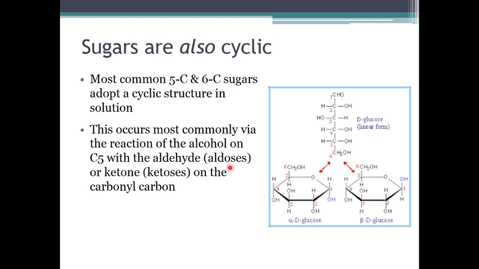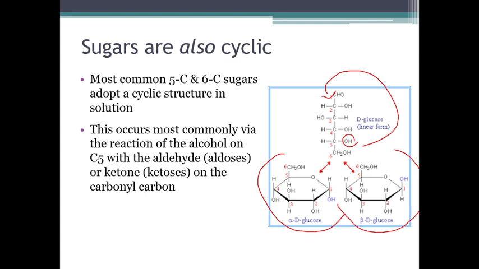So when I say carbon 5, this hydroxy attacks the carbonyl carbon, as shown here. And this results in a cyclic form, either alpha D-glucose or beta D-glucose. The cyclization results in hemiacetals or hemiketals.